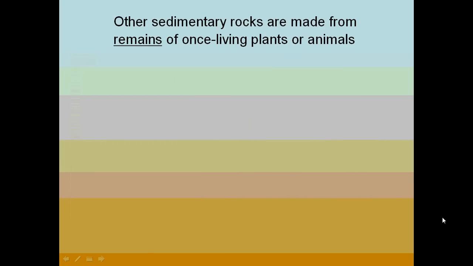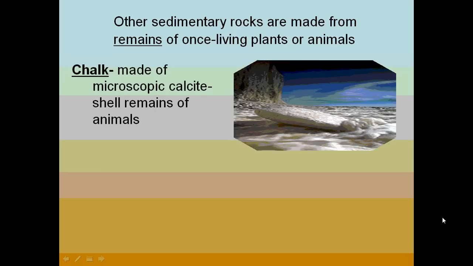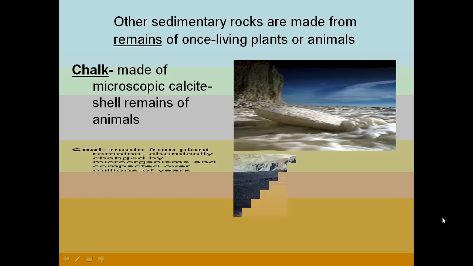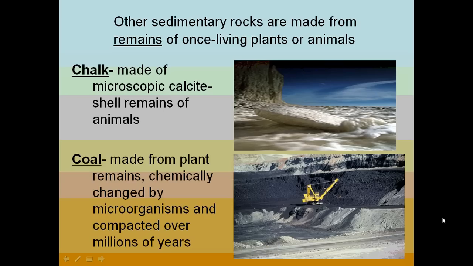Other sedimentary rocks are formed from remains of once living plants and animals. So chalk is made of microscopic calcite shell remains of animals. Coal is also a sedimentary rock that's made from plant remains that are chemically changed by microorganisms and compacted over millions of years. So chalk and coal are other types of sedimentary rocks.